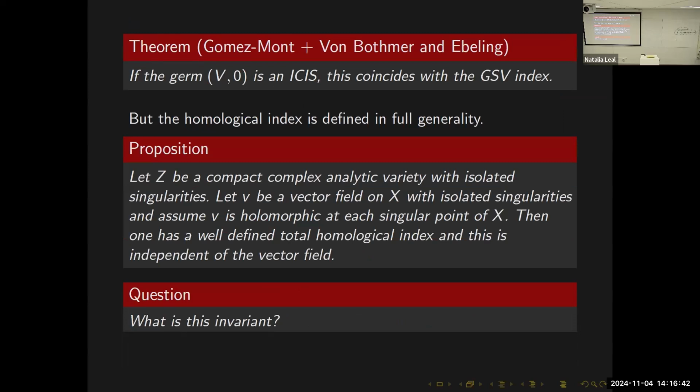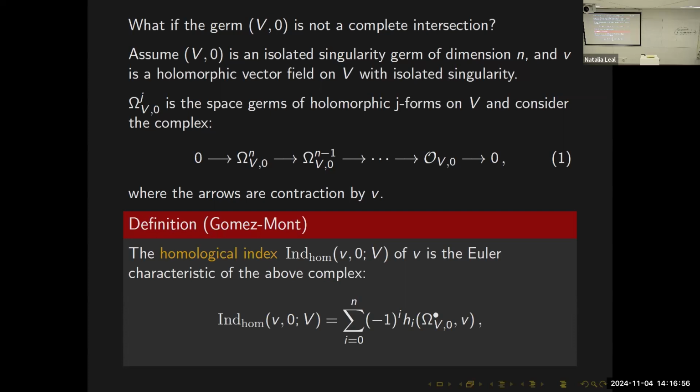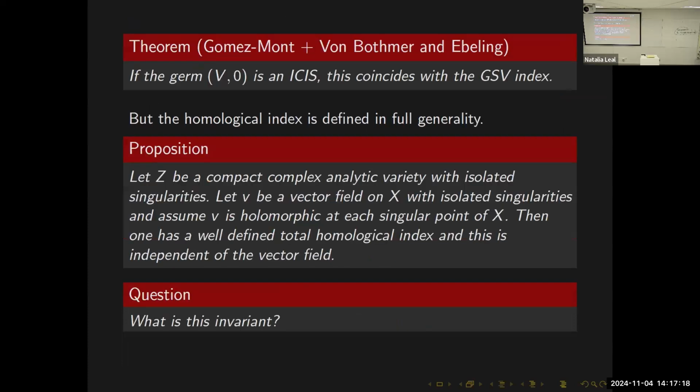Theorem: if the germ is an isolated complete intersection germ, this index coincides with the GSV index. Okay. Perhaps before, let me make a remark. If we take V to be smooth, this is the usual Koszul complex. And then we know that all the homology groups vanish up to the top dimension, where its dimension is exactly the Poincaré-Hopf index. Okay. So here we have this, and then for complete intersections, it coincides. But the homological index is well defined in general. You don't need to have a complete intersection.